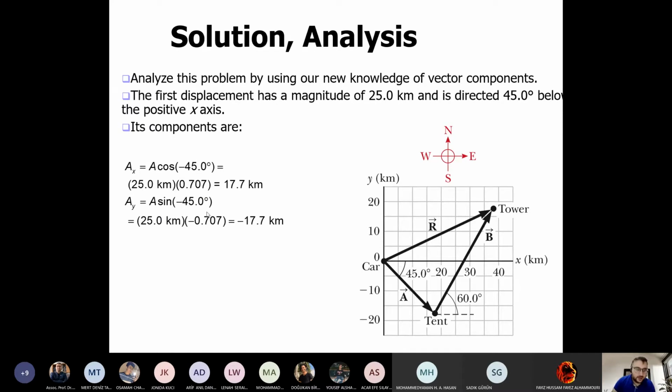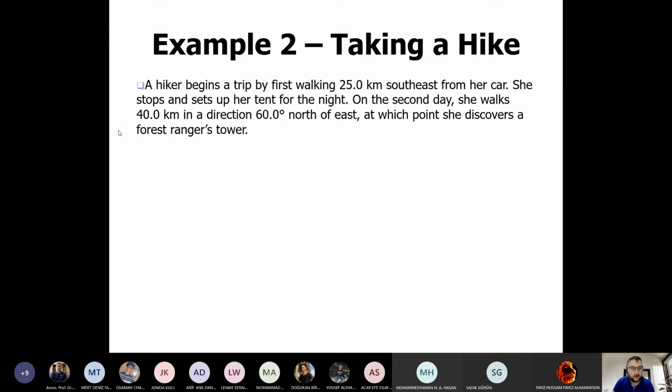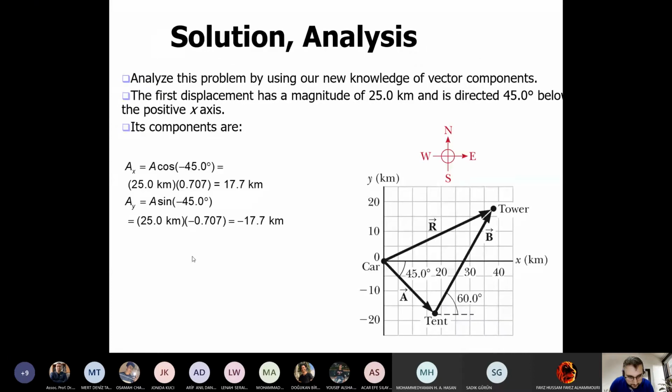The first displacement has a magnitude of 25 km and is directed 45 degrees below the positive x-axis. Why 45? The 25 km is given in the equation. They said southeast, and we know it is exactly southeast. It means 45 degrees, because between south and west, or north and east, or the x and y axes, there is 90 degrees in the coordinate system.